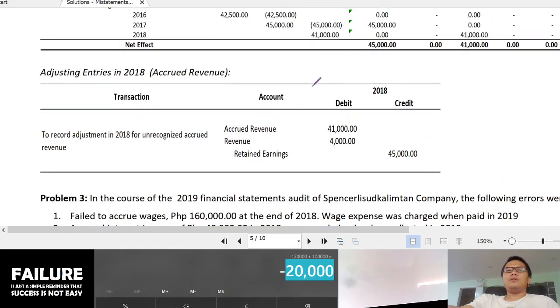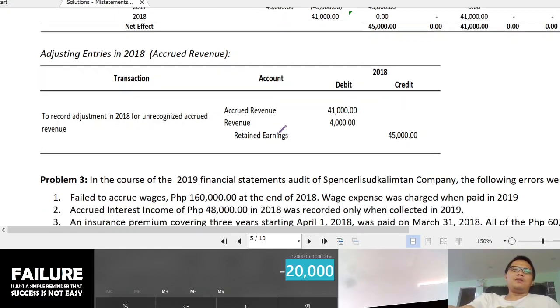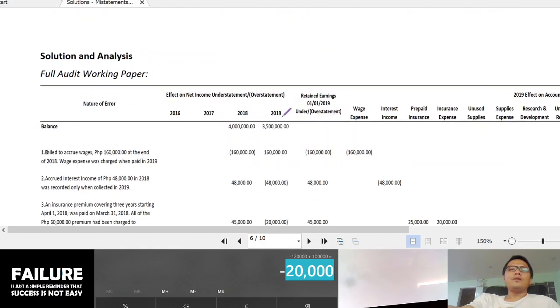So yun nga, tulad nito. Alam mo na yung error. Determine mo na yung amount. Alam mo na kung anong account yung i-adjust mo. Pero hindi mo alam yung normal balances ng account. Mali pa rin yung adjustment. So you should know the basics.